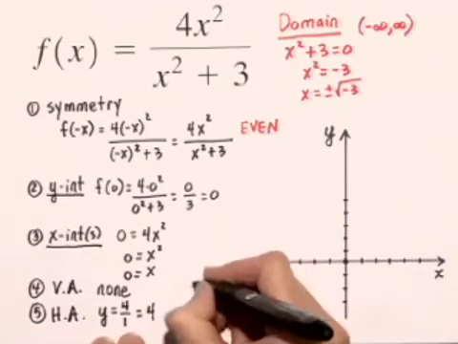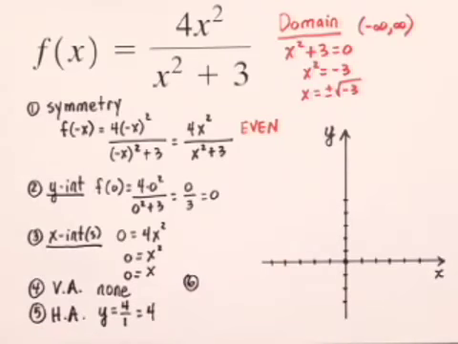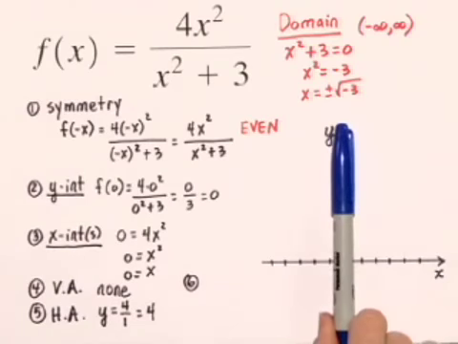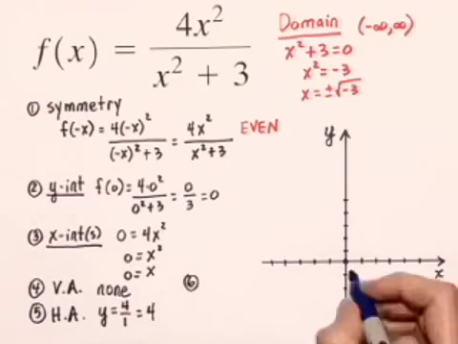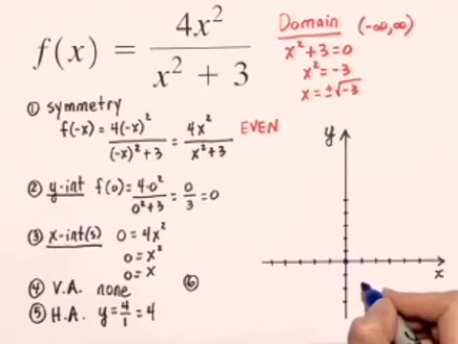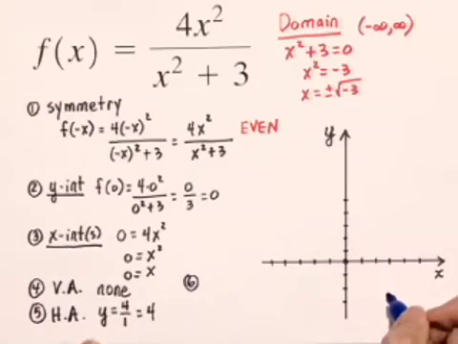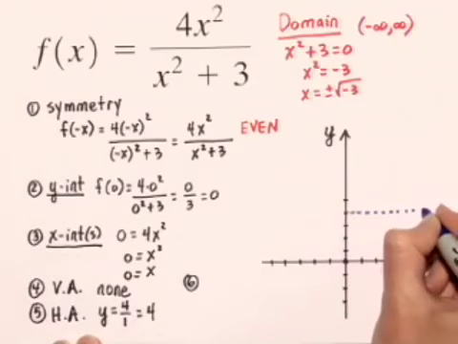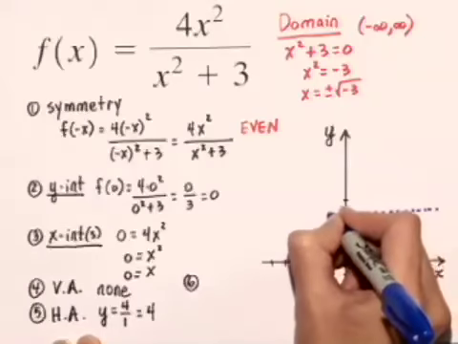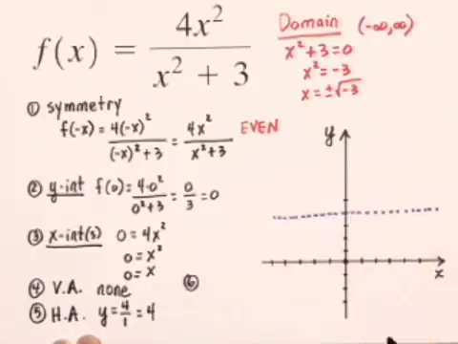Before I go on into number 6, I'm going to plot the pertinent information to help me choose a few more points. We know we do have symmetry. We know that this graph is going to be symmetric with respect to the y-axis. So we really don't need to pick quite as many points in number 6. We have already plotted our x and y intercept. We do not have a vertical asymptote, but we do have a horizontal asymptote. It's the line y equals 4, so it just crosses through 4 on the y-axis. Now, we're ready to pick some points.